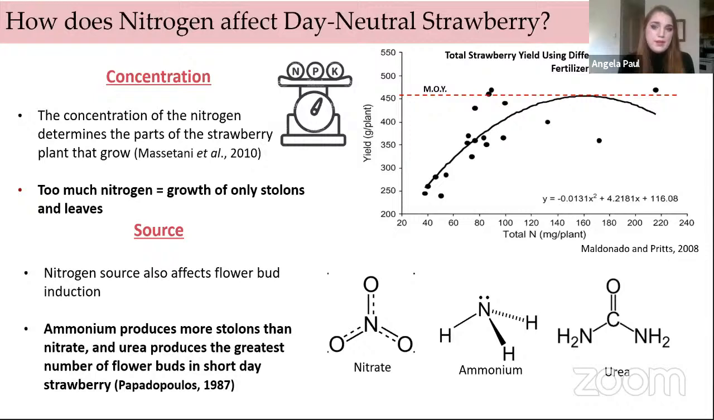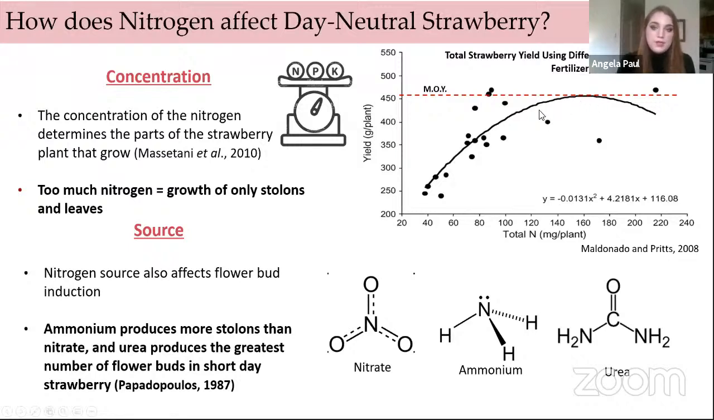However, the same effect can happen with too much nitrogen, as the more you increase nitrogen, you're going to see more growth of only stolons and leaves compared to flower buds, which is also going to decrease your yield. As you can see in this graph, which compared yield and nitrogen treatments, there's a positive correlation up to a certain point, when you reach the maximum optimal yield around 160 milligrams per plant, and then you start to see a yield drop off as nitrogen begins to increase.